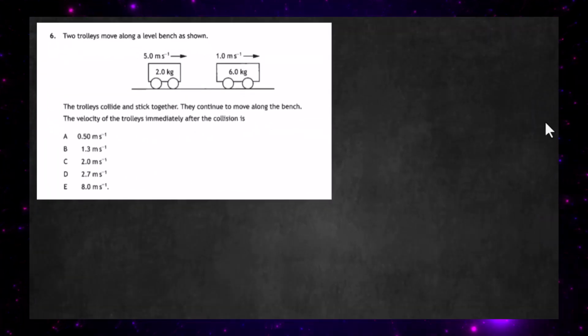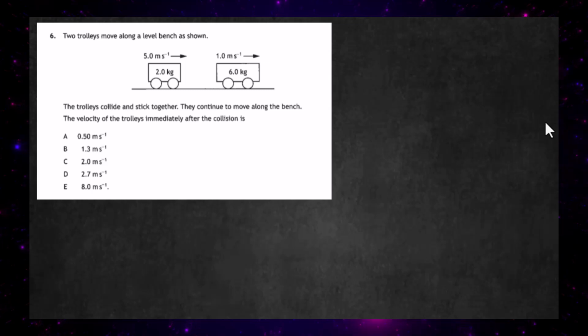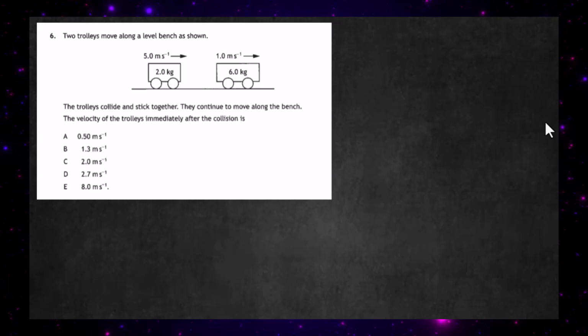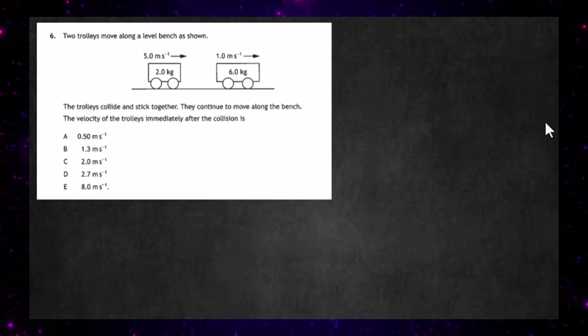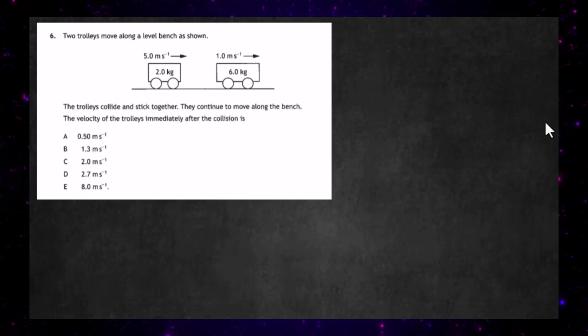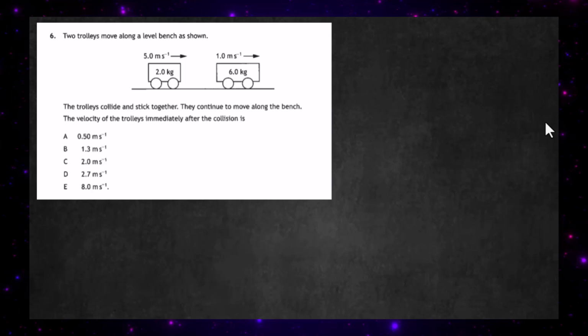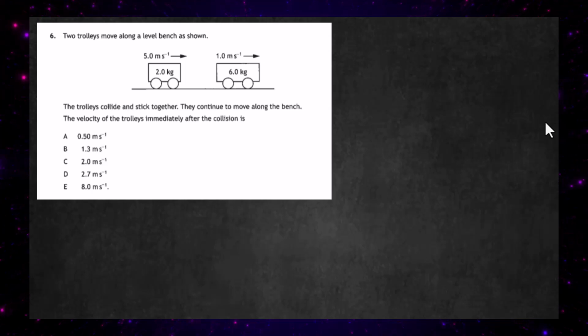Question 6 from the multiple choice paper. 2 trolleys move along a level bench as shown. The trolleys collide and stick together, and they continue to move along the bench. And you can see the data of the trolleys there. Both are moving from left to right, and they have a mass of 2 kilograms travelling at 5 meters per second, and the other trolley is 6 kilograms travelling at 1 meter per second. And after the collision, they're going to stick together.